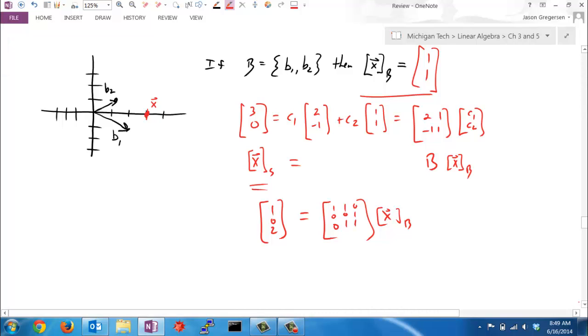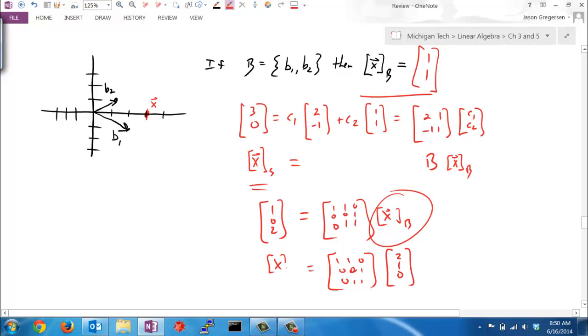The next part says if x in the new basis is this thing, it's giving us this piece. So part C is just saying if we have our B and we tell you that the coordinates in the new basis are this, what are the coordinates in the standard basis? Well, that's just matrix multiplication.